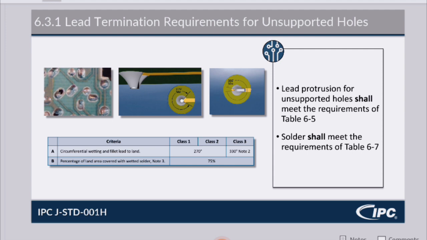Lead protrusion for unsupported holes shall meet the requirements of table 6.5, and solder shall meet the requirements of table 6.7. So circumferential wetting and fillet lead to land for class 3 should be 330 degrees. Note 2 states for class 3 lead is wetted into the clinched area.